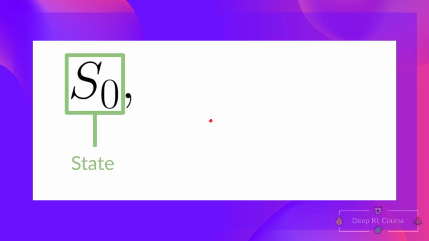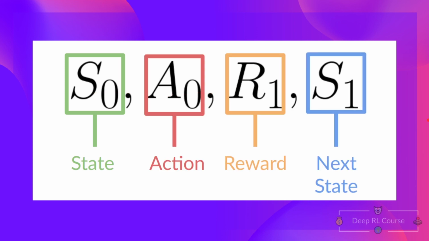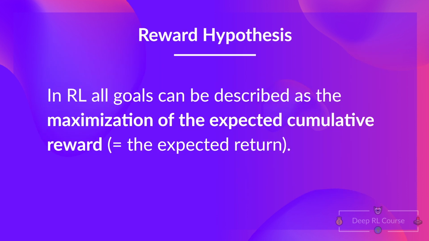And this reinforcement learning loop outputs a sequence of state, action, reward, and next state. And the goal of the agent is to maximize its cumulative reward, called the expected return. You may ask why the goal of the agent is to maximize the expected return. It's because reinforcement learning is based on what we call the reward hypothesis, which is that all goals that an agent can have can be described as the maximization of the expected return. So that's why in reinforcement learning, to have the best behavior, we need to maximize the expected cumulative reward.